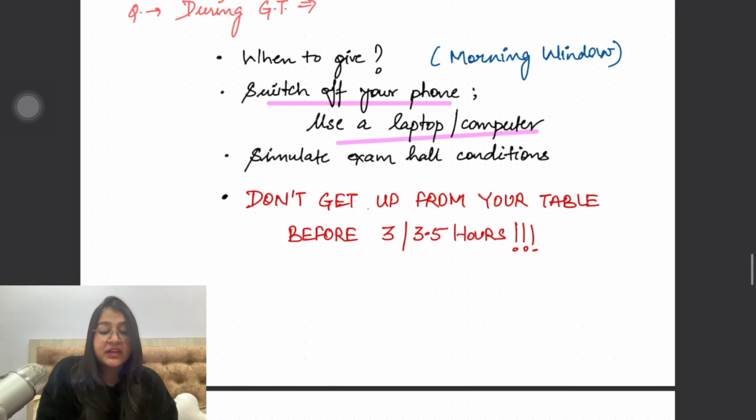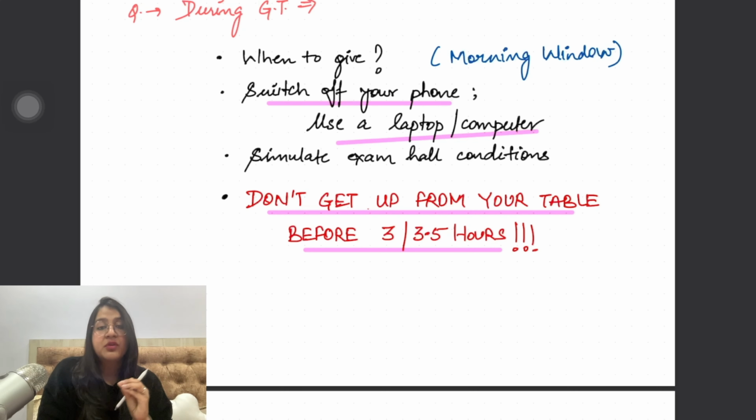Also very important, do not get up from your table before those 3 or 3.5 hours. Do not get up, not for washroom breaks, not for snacking, not for filling your water bottle, nothing. You have to sit for those 3 hours with consistent focus. एक बार में नहीं होगा. After your third, fourth, fifth or sixth GT you might be able to reach that level, but trust me, it will happen, because this is something which is absolutely required for the day of your final examination.